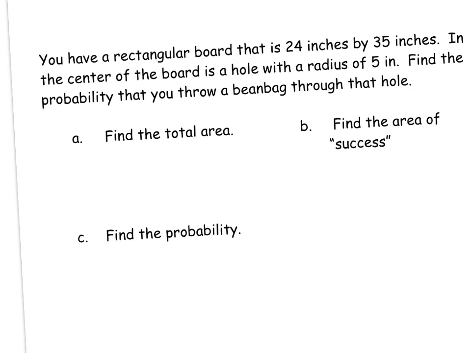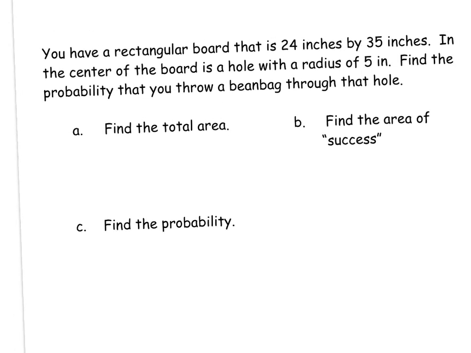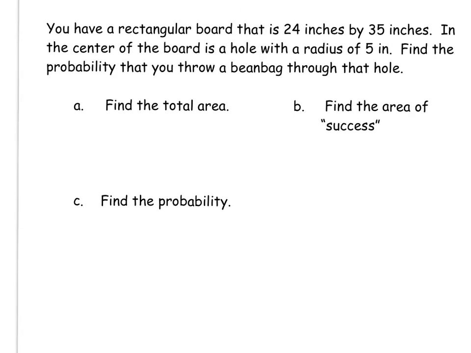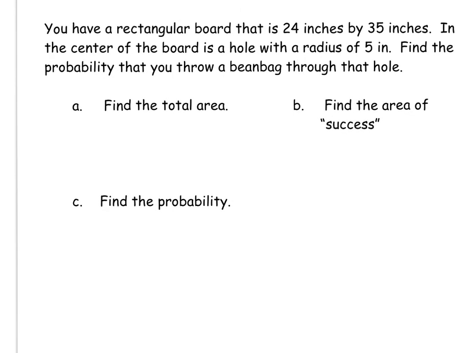Now here we don't have a picture. We want a picture, because otherwise it gets a little tricky. So you have a rectangular board that is 24 inches by 35 inches. In the center of the board is a hole with a radius of 5 inches. So let's draw a picture here. A rectangular board that is 24 by 35. In the center of the board is a hole with a radius of 5.